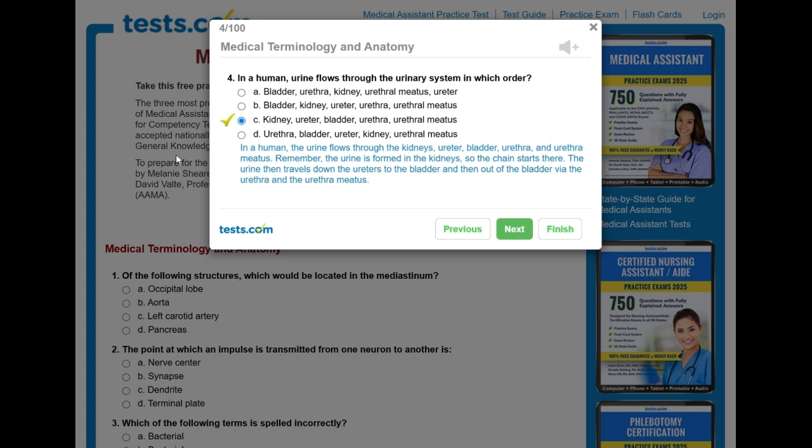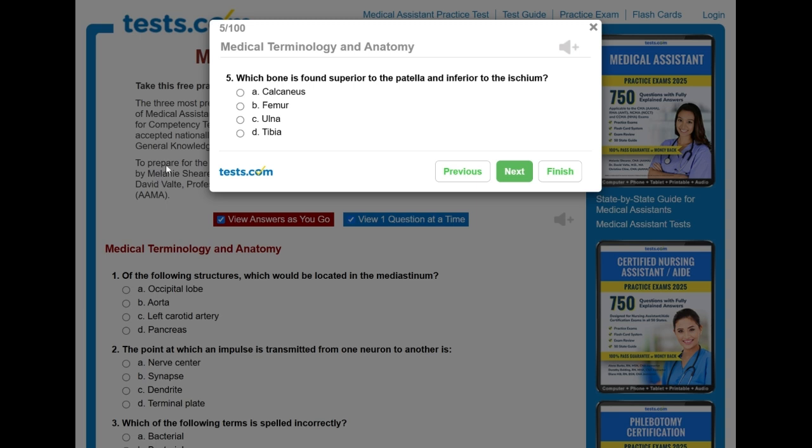C. Kidney, ureter, bladder, urethra, urethral meatus. In a human, the urine flows through the kidneys, ureter, bladder, urethra, and urethral meatus. Remember, the urine is formed in the kidneys, so the chain starts there. The urine then travels down the ureters to the bladder, and then out of the bladder via the urethra and the urethral meatus.